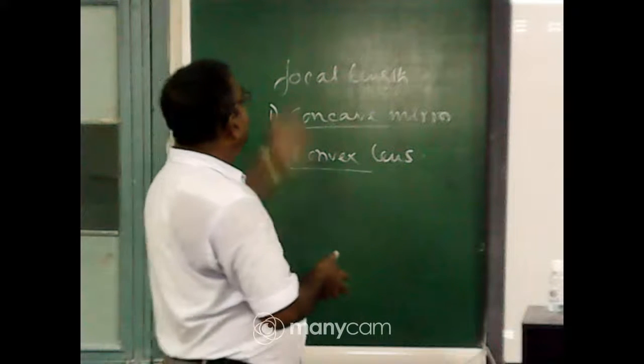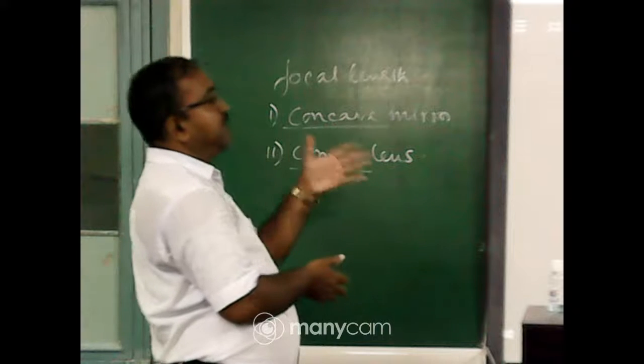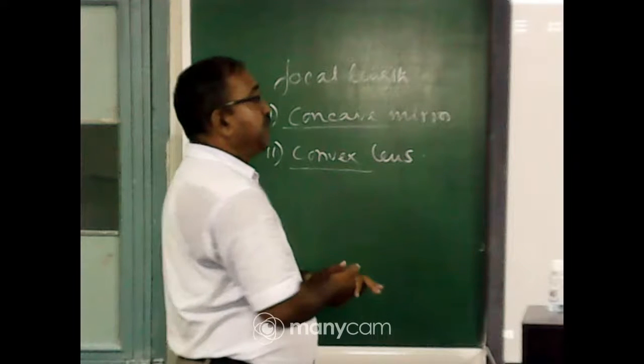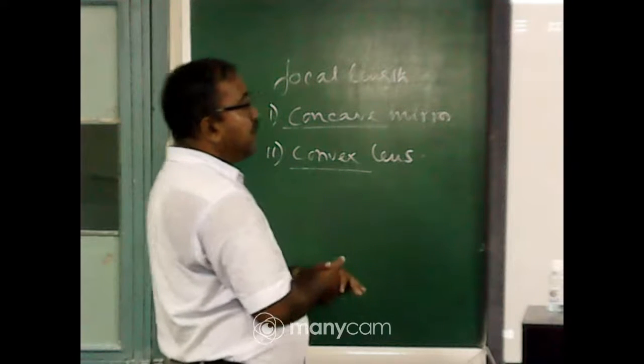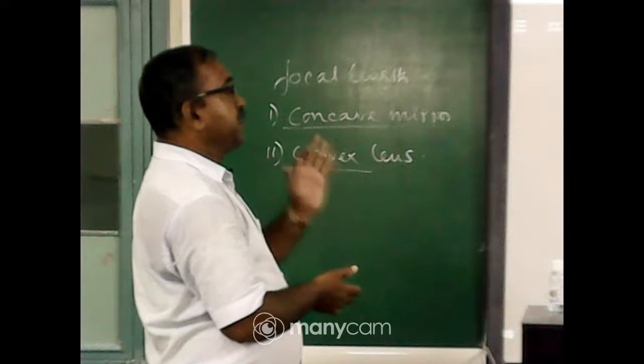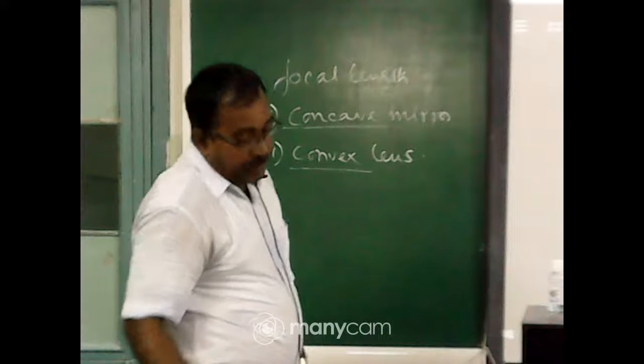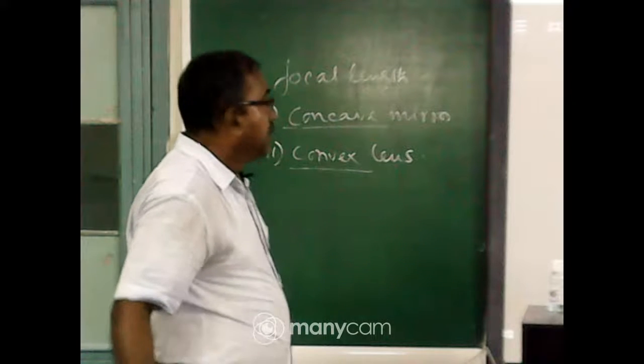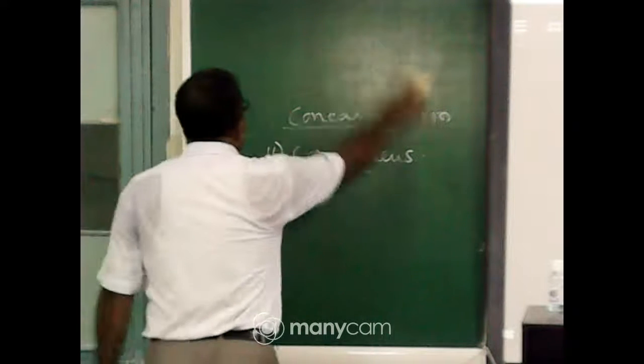And you note it in the same method. First you write the aim of the experiment, second the theory of the experiment, apparatus required, and the observation table, calculation, result, and sources of error. Next practical. So practical number 2. Practical number 3.